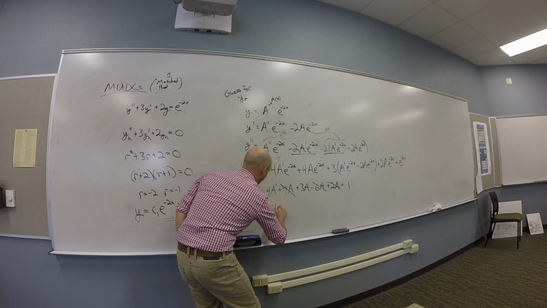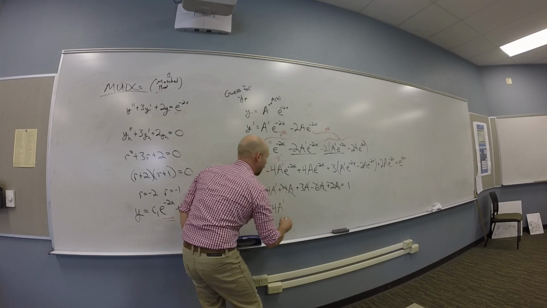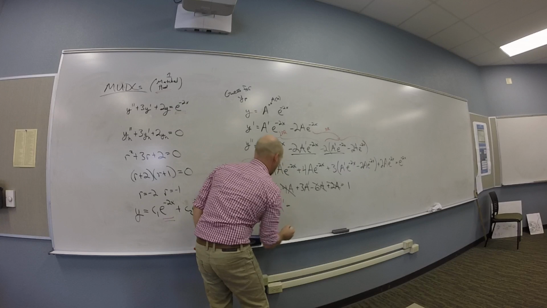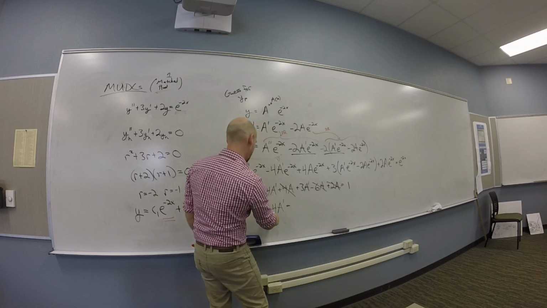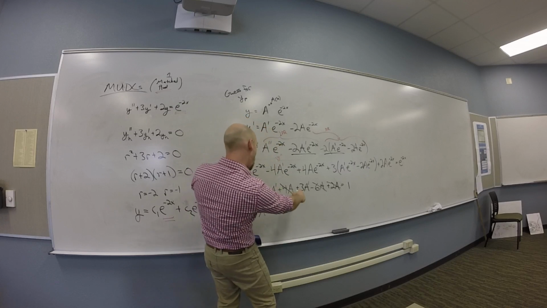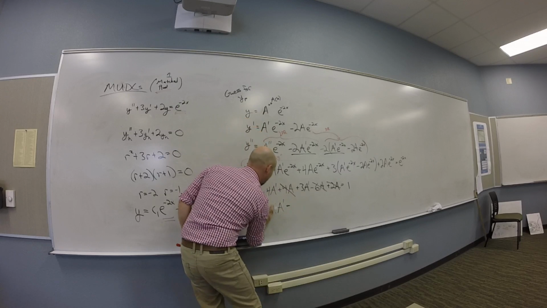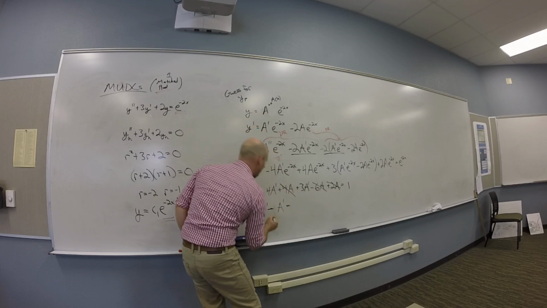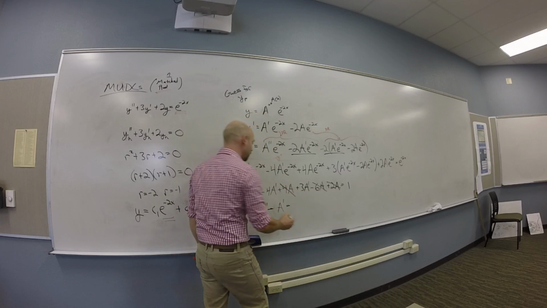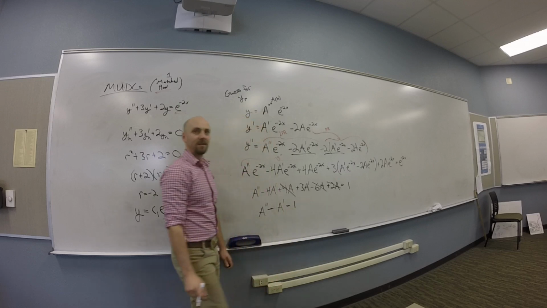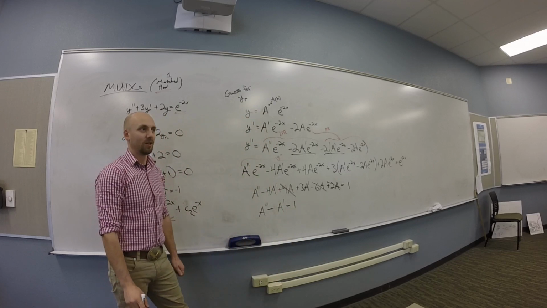So what I got is a double prime minus 4a prime plus 3a prime, which is minus a prime. Oh, yeah, cool. So I got a double prime minus a prime equals 1, right? You guys see that?